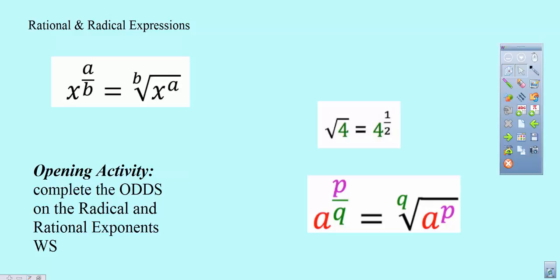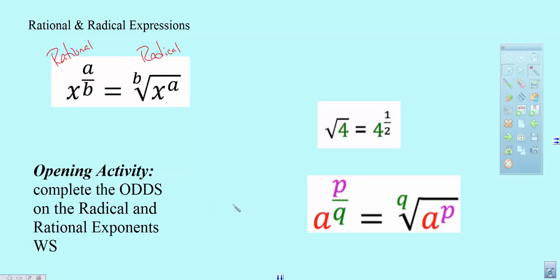Alright, so this video is going to go over rational and radical expressions and the relationship between them, so that we can solve in rational form. Keep in mind that this would be considered rational because it has an exponent that's a fraction, and this would be considered radical because it's still in radical form. We haven't decided what the root is, but we know it's in radical form.